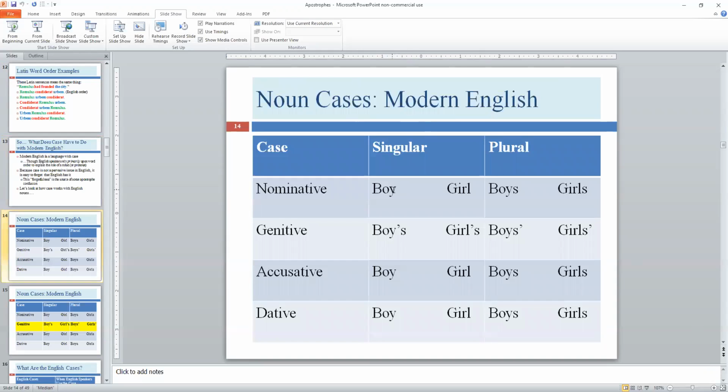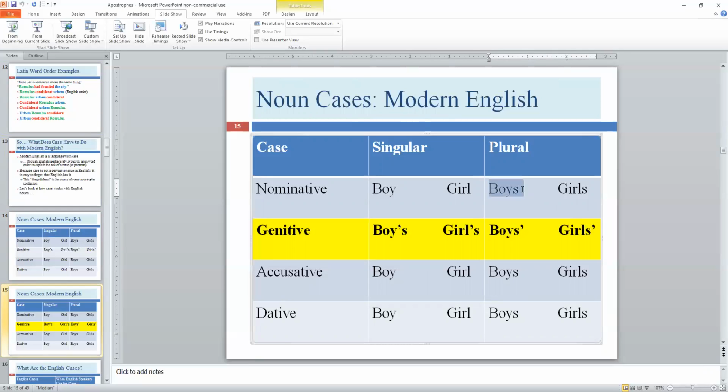Here is modern English broken down into 4 cases. The nominative case, we have boy and girl, boys and girls. The accusative case, we have boy and girl, boys and girls. The dative case, we have boy and girl, boys and girls. They are all identical in the nominative case, in the accusative case, and in the dative case. The only case that's different is the genitive case. In the genitive case, we add, in the singular, an apostrophe S. In the plural, we already have the S, so we add just an apostrophe.